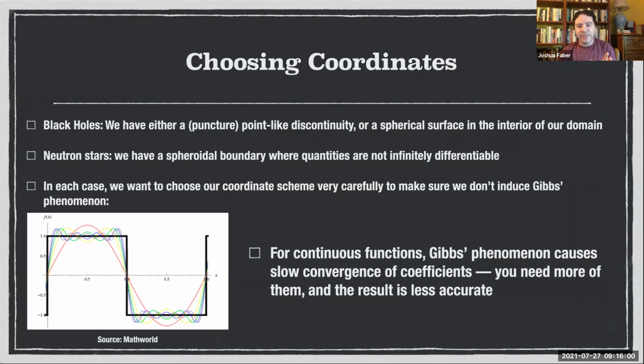If you have a continuous function, there is a Gibbs phenomenon as well. It causes slow convergence of your coefficients. You need more coefficients than you otherwise would, and the result is less accurate, though it's not quite as graphic as the case of a discontinuity.